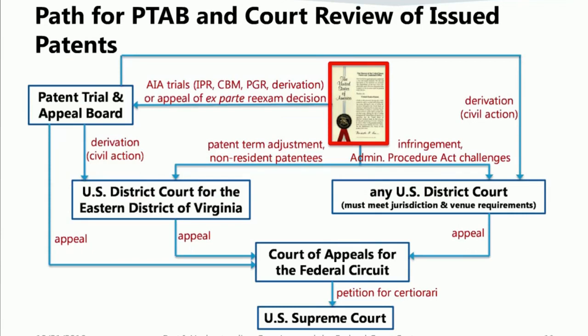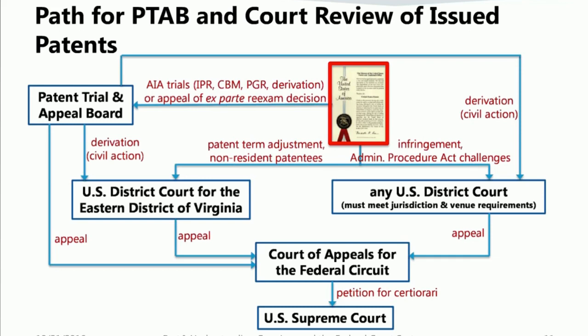This slide is similar to the previous slide, but it involves review of issued patents. Here, the flowchart begins with the issued patent in the red box. You'll note that the review pathways for issued patents are somewhat more complex than those for rejected applications. However, you can focus on the big picture.